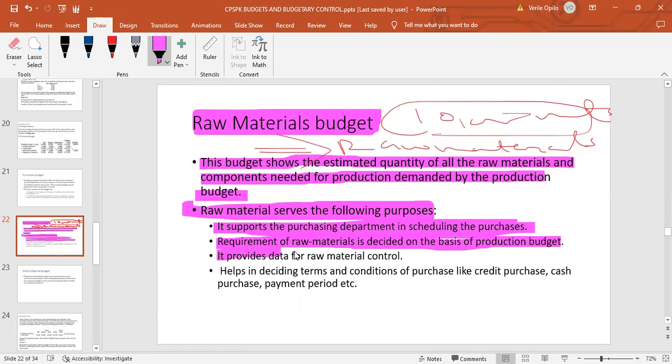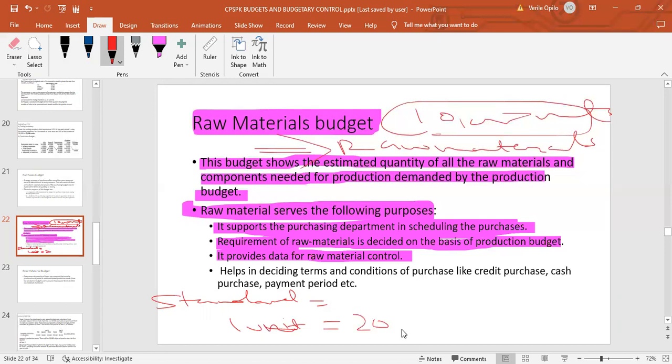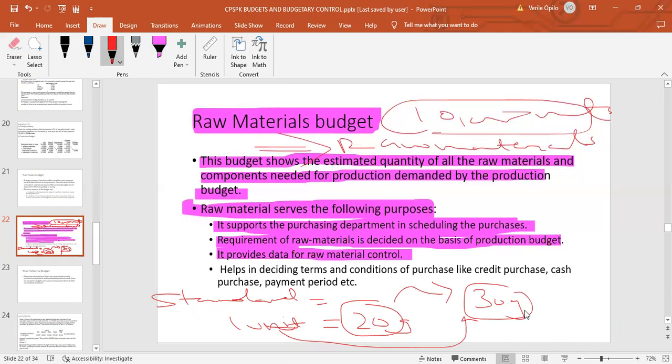Then it also provides data for raw material control. It is common for businesses to have standard levels of efficiency. So maybe the company has established that if the employees are efficient and everything is done efficiently, 1 unit of a product should use 20 grams of this raw material. So if you find that in a given period, they're using maybe 30 grams for every unit, it means there's a lot of wastage, which means that the business will have to go back and cross-check. Why is it that we're incurring so much in terms of raw material costs? Why are you having this variance of 10 grams more than what was initially intended?